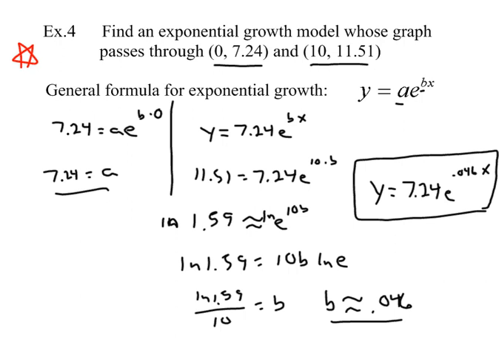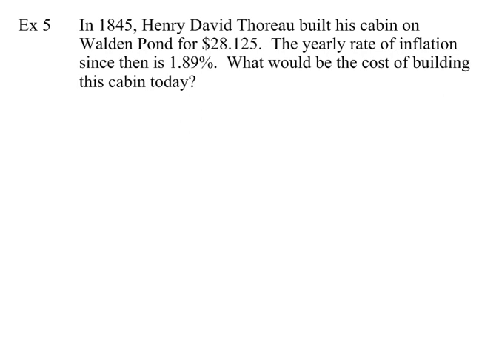All right, I have one final example. In your English class, you may have read some of Henry David Thoreau's work, and probably his most famous work was Walden. He wrote of his time when he built his cabin on Walden Pond, and he did this in 1845. He wrote in there that the cabin cost $28.12.